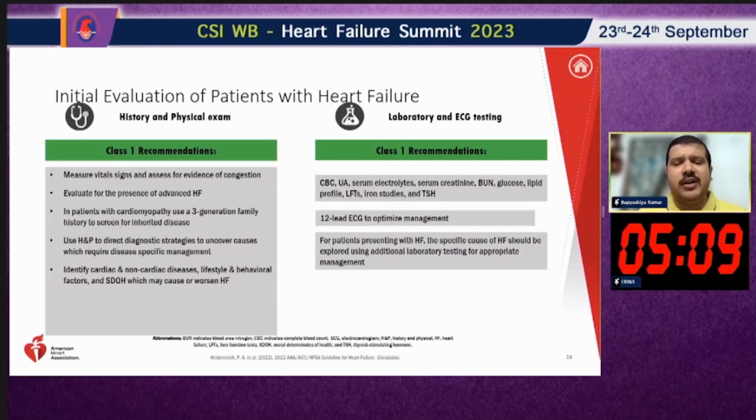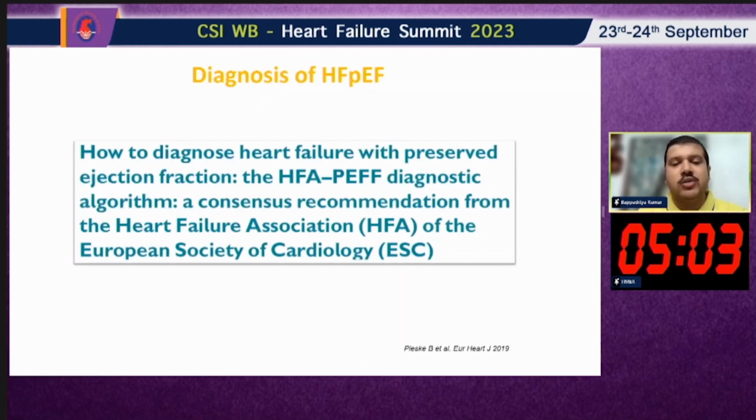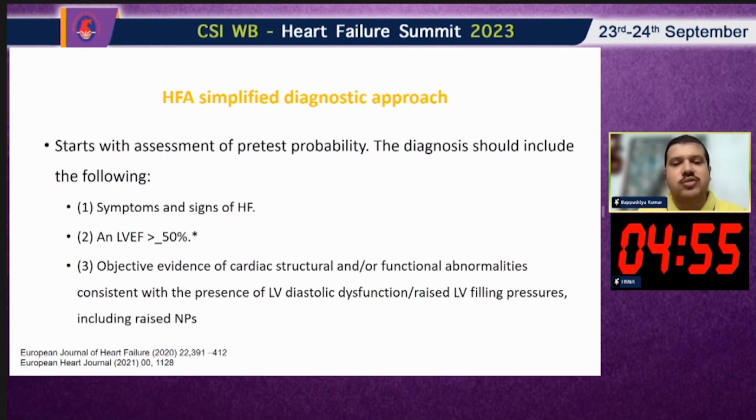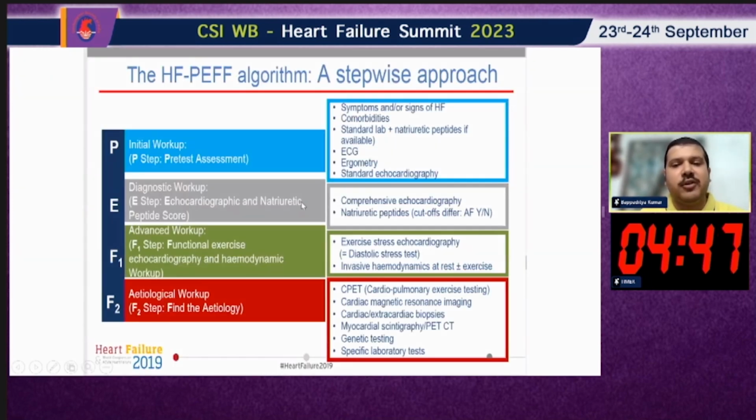For the initial evaluation of heart failure, we have done all the things that the ACC/AHA has recommended in my second slide. So how are we going to confirm our diagnosis of HFpEF? This is a very nice algorithm, the HFA-PEFF diagnostic algorithm, which says to go for a pretest probability, signs and symptoms of heart failure, LVEF more than 50%, and the structural and functional abnormalities. This is the most beautiful thing of HFpEF diagnosis. For the initial workup, you look for the symptoms and signs of heart failure, comorbidities, natriuretic peptides, ECG and standard echo. We have everything. Then for the diagnostic workup, the confirmatory diagnosis, you have to do a comprehensive echo and a natriuretic peptide level.